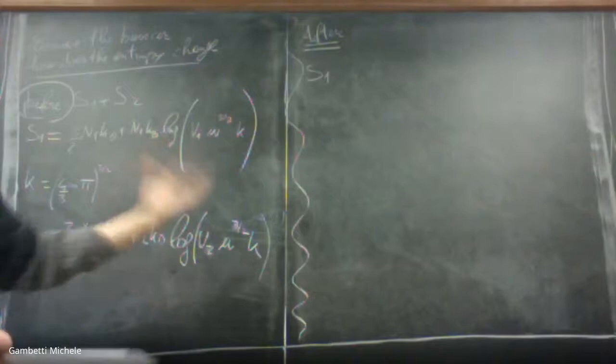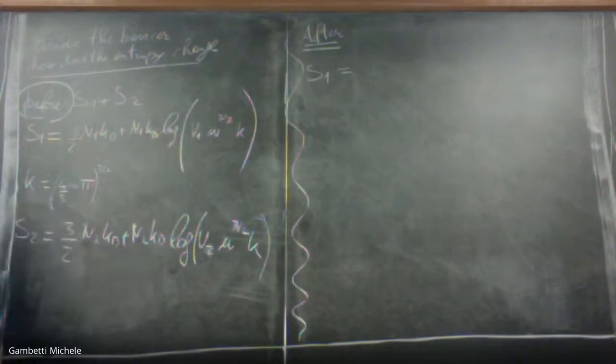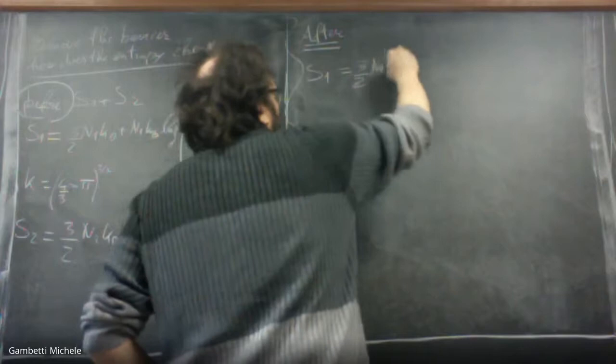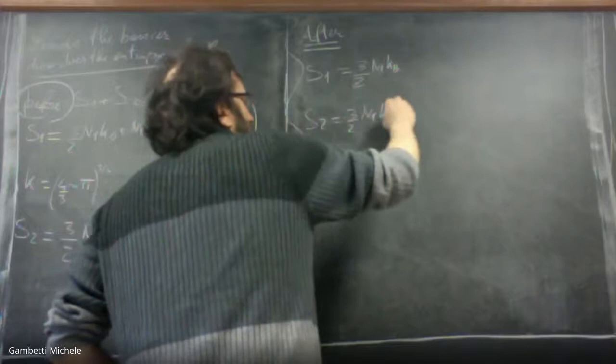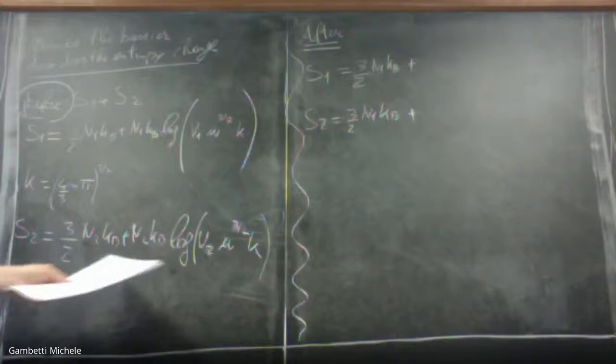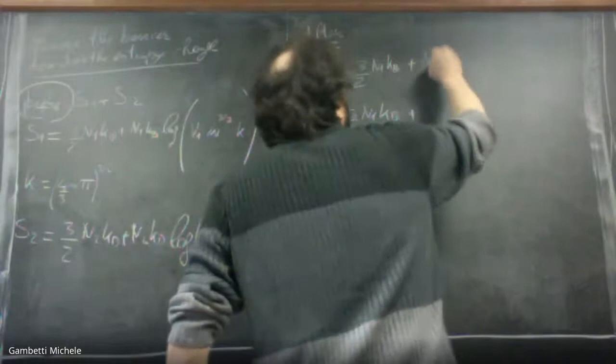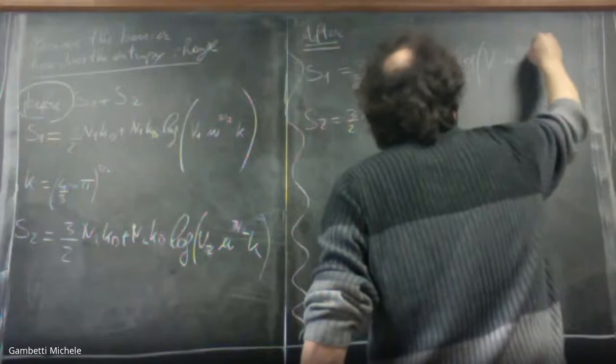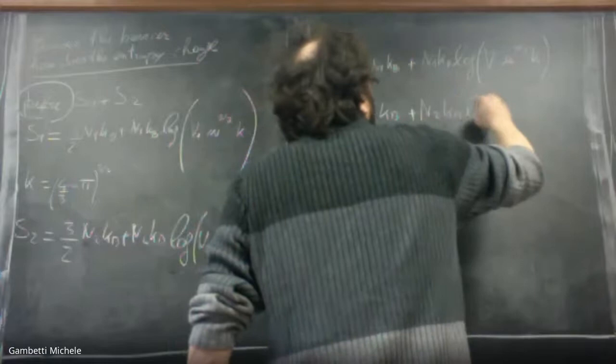So then, when I compute the total entropy after the mixing, these two factors are actually the same. So I have 3/2 N1 kB, and S2 similarly 3/2 N2 kB, plus here I just have N1 kB times the logarithm of, instead of V1, I put V, u to the power of 3/2, K, and here I have N2 kB times the logarithm of V, u to the 3/2, K.